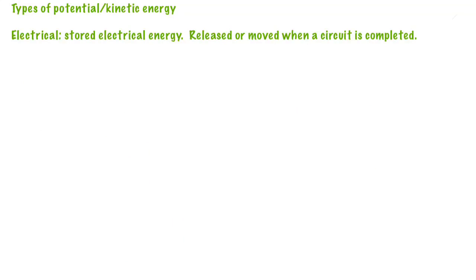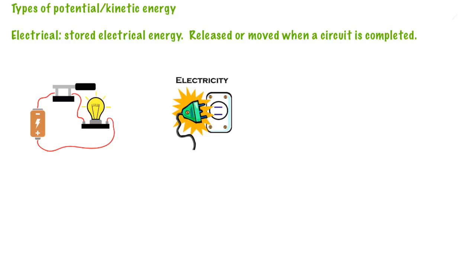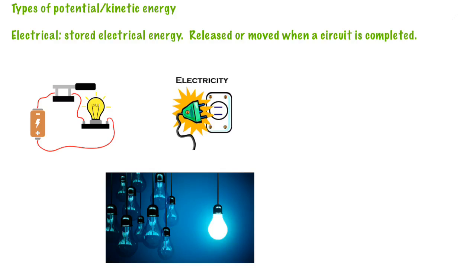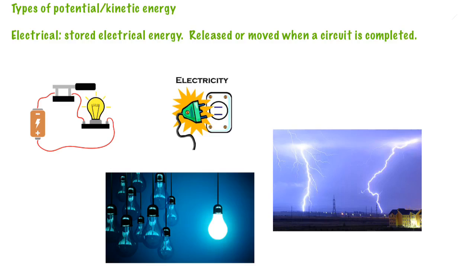The next one we have is electrical energy, and that's stored electric energy, and it's released whenever there's a circuit that's completed. Alright, pretty much anything you plug in is going to have electrical energy. That energy is stored in the wires until it's ready to be used. Any lights that we have, and then our natural form of electricity, of course, is lightning.